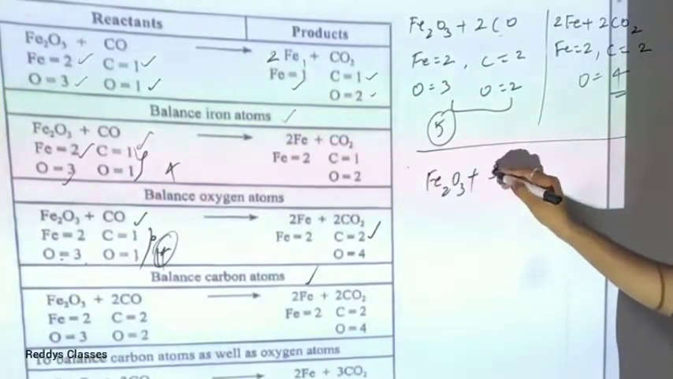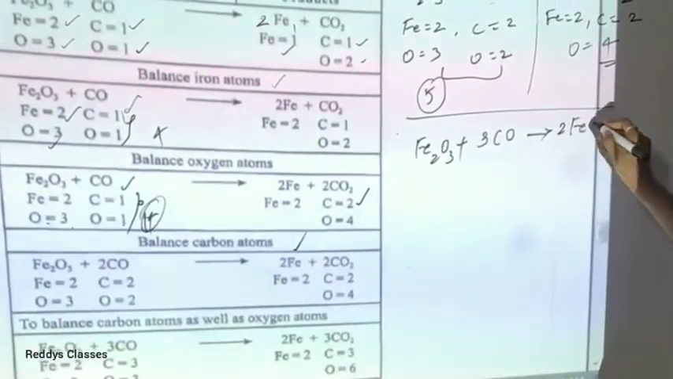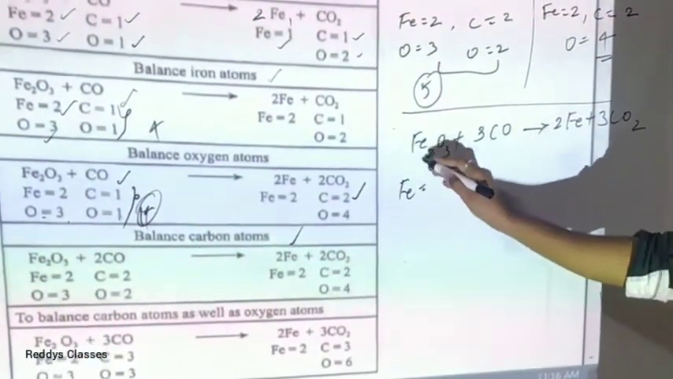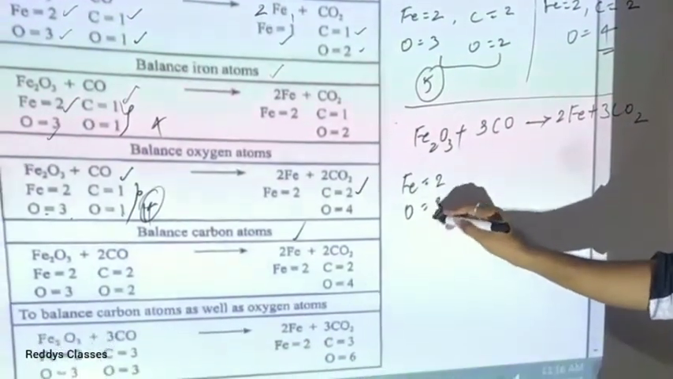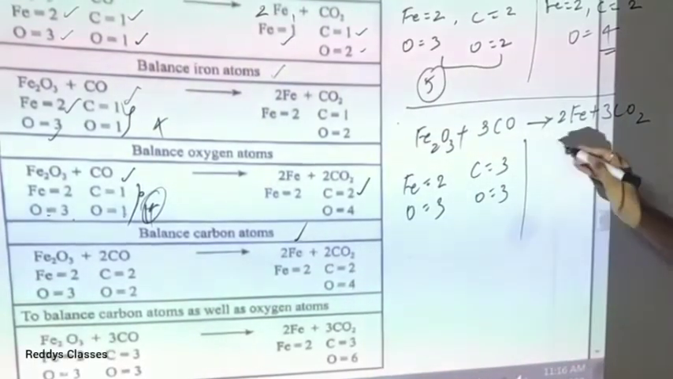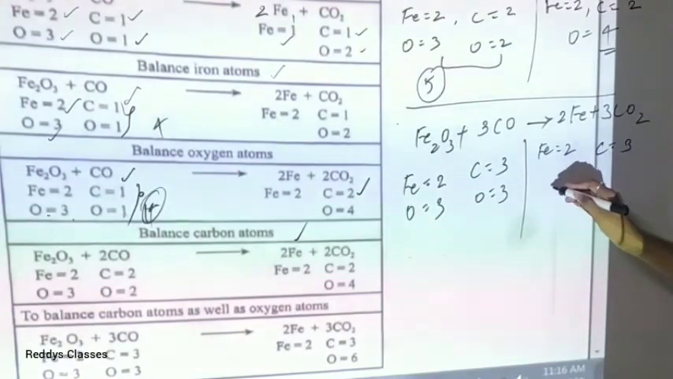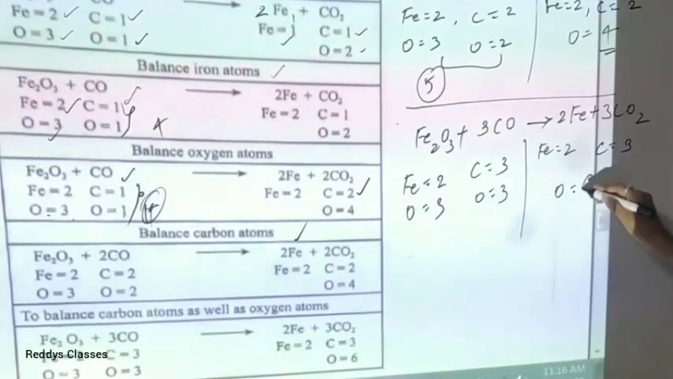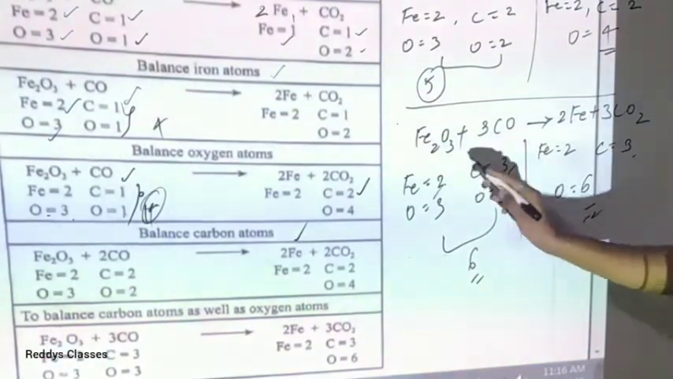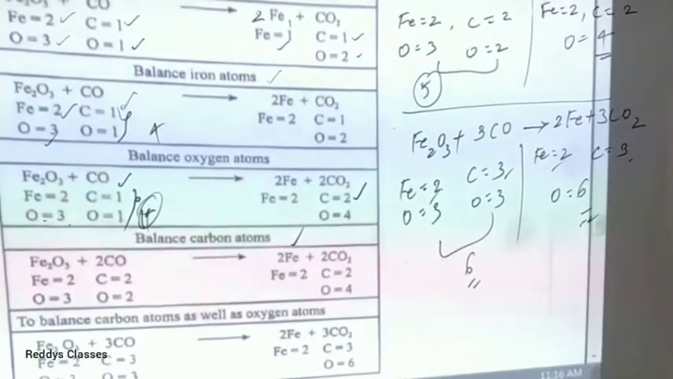Fe2O3 plus, let us multiply 3 on this side. So what will I get? 3 on this side and 3 on this side too. Now what will I get? Fe is 2, oxygen is 3, carbon is 3, oxygen 3 this side. Fe 2, carbon 3, oxygen 3 2s are 6, 3 plus 3 is what? 6. This 6, this carbon gets balanced, this iron gets balanced. Okay, this is the hit and trial method. We balanced the whole chemical equation.